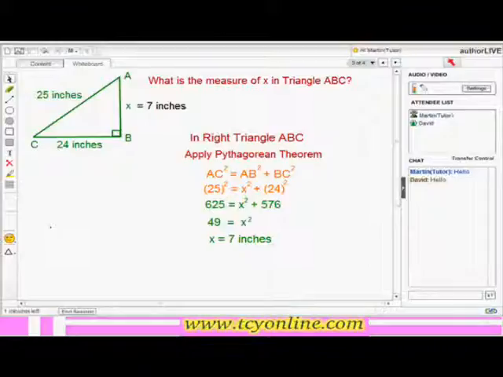By plugging in the value of AC as 25 inches and BC as 24 inches and simplifying, we get 625 is equal to x square plus 576. That means x square is equal to 49. This gives the value of x as 7 inches.